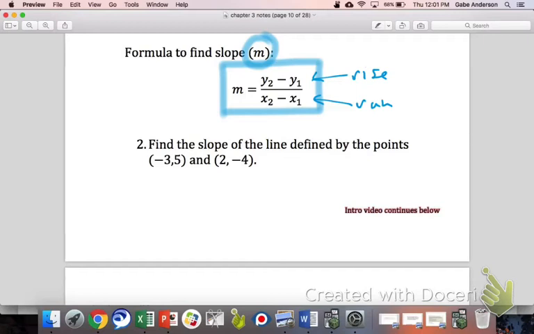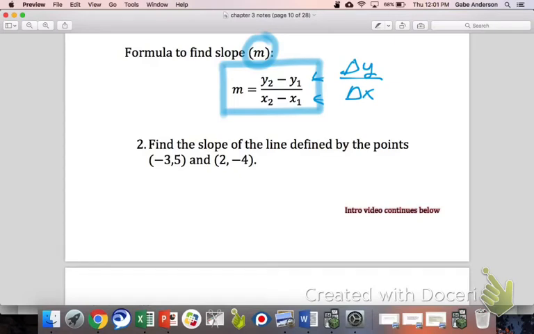Other times you might see this written like this, delta y over delta x, and those deltas are supposed to be little triangles. The delta is a Greek letter, which means the change in. So the change in y over the change in x.